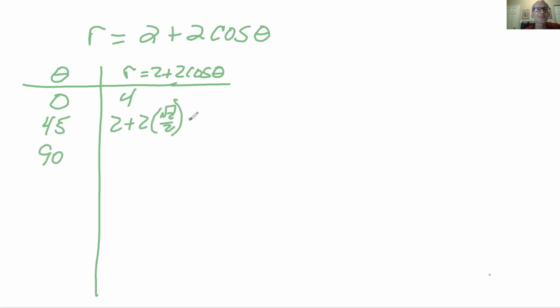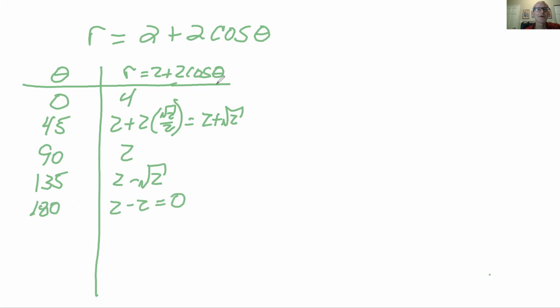So you see it's getting a little bit smaller. So this would be 2 plus square root of 2, and that's about 3.4. And so 90 degrees would just be 2, because cosine of 90 is 0. And so 135 is 2 minus square root of 2. And you'll see 180 is 2 minus 2, which will give us 0. Remember, cosine of 180 is minus 1, excuse me. Minus 1 times 2 is minus 2.